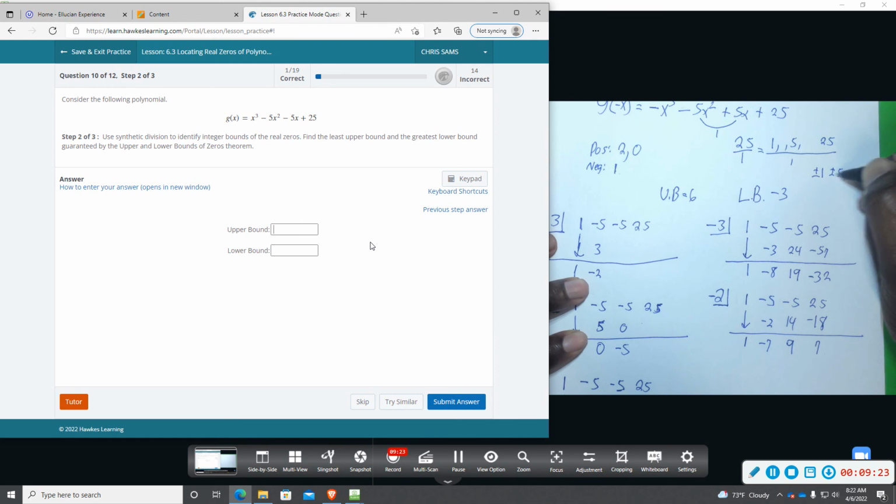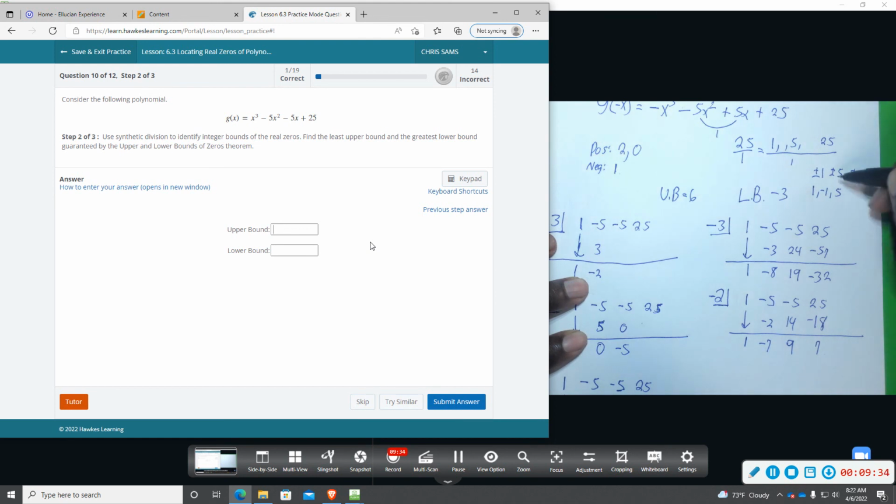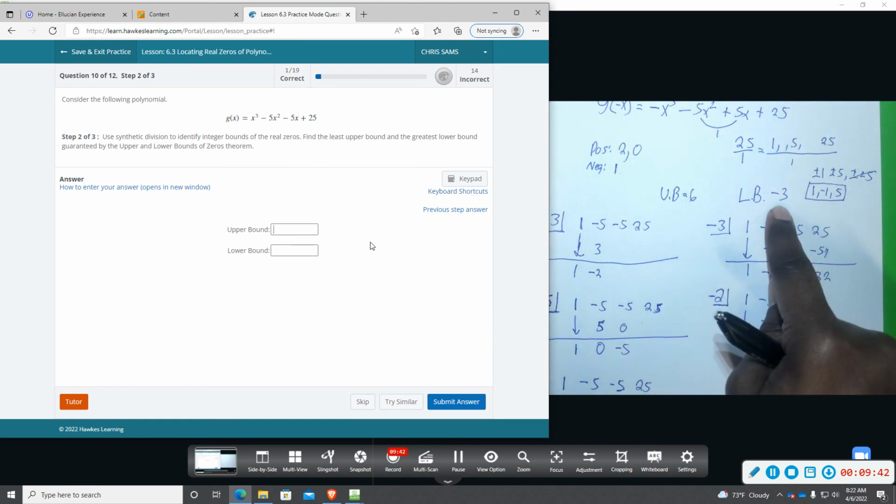So the only numbers that you would actually have to try doing synthetic would be 1, -1, and +5, because those are the numbers that are in between this range. So either these numbers work, or it might be another number that's just irrational. But there'll be real numbers between 6 and 3.